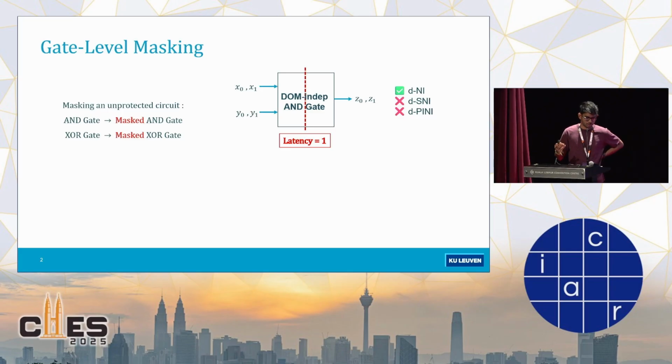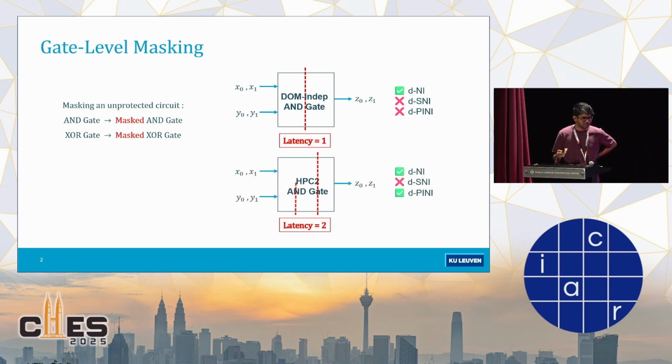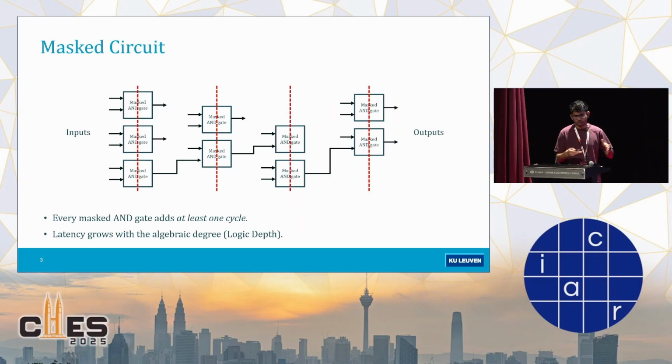So one way of masking is gate level masking, where you replace every AND gate with a masked AND gate and every XOR with a masked XOR. XOR is easy, but AND is not so easy. So you have different types of AND gates, for example, DOM INDEP, which is the most popular. And then you have HPC gates. They are composable secure, but also they come with higher costs, and particularly in our case, it also increases the latency.